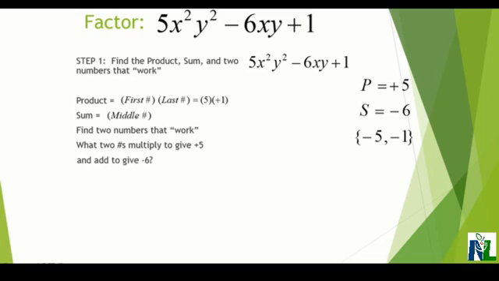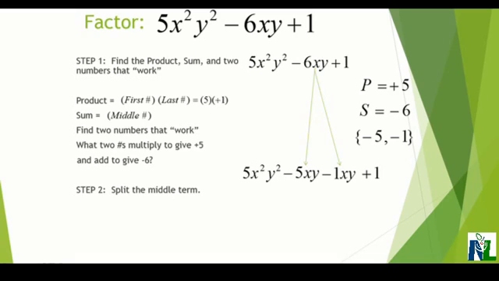Negative 5 times negative 1 will give us positive 5, and negative 5 plus negative 1 will give us negative 6. Step 2. Splitting the middle term, now we focus on the variables. We leave the first term the same, the last term the same, and in place of negative 6xy, we get negative 5xy and negative 1xy.